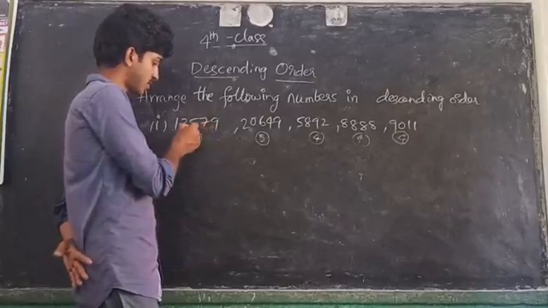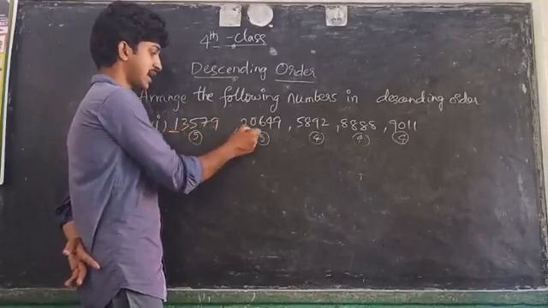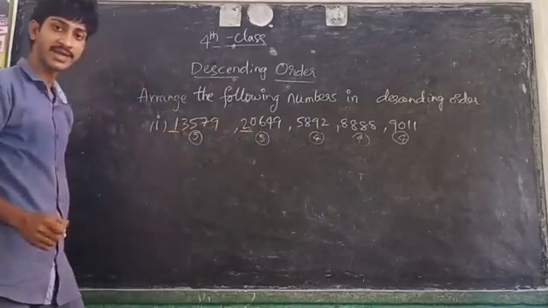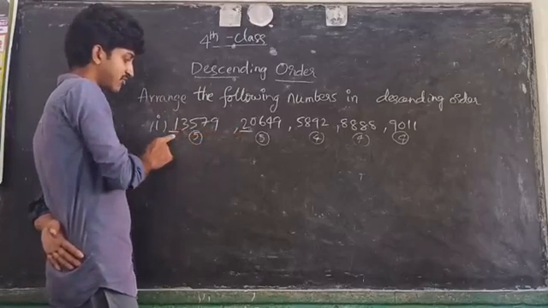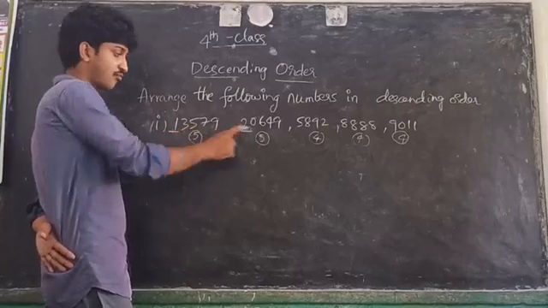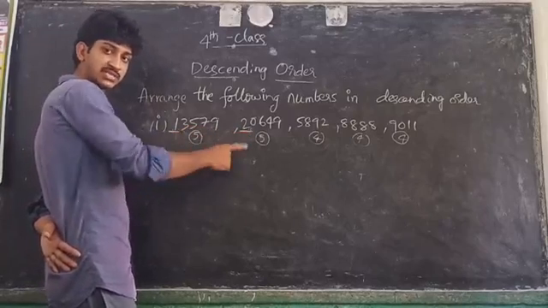Ones, tens, hundreds, thousands, 10,000. The 10,000 place is the highest place. So which number has the highest place value of 10,000? When you compare these two numbers, here 1 is there and 2 is there. So 2 is greater than 1.